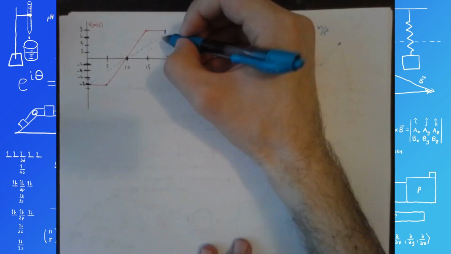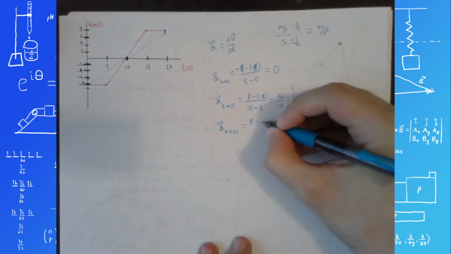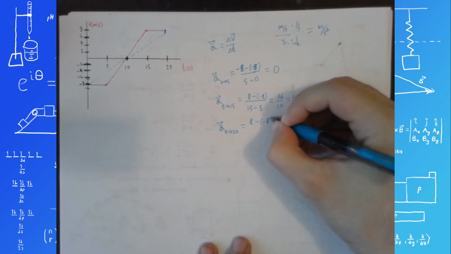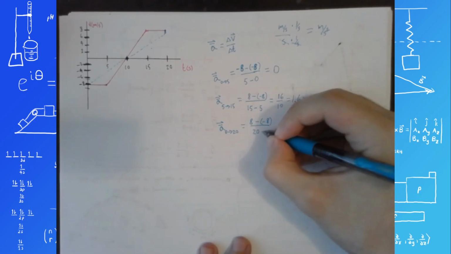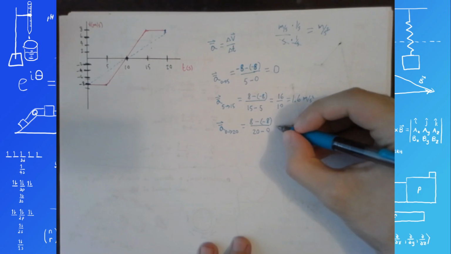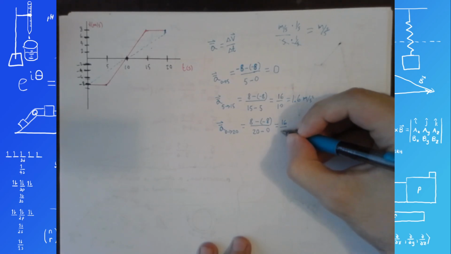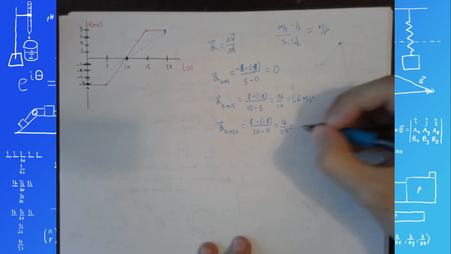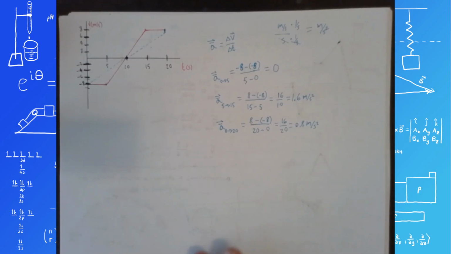So, final velocity is 8 minus initial velocity is negative 8 over final time is 20 minus initial time is 0. So that's going to be 16 over 20, half of 1.6, or 0.8 meters per second squared.